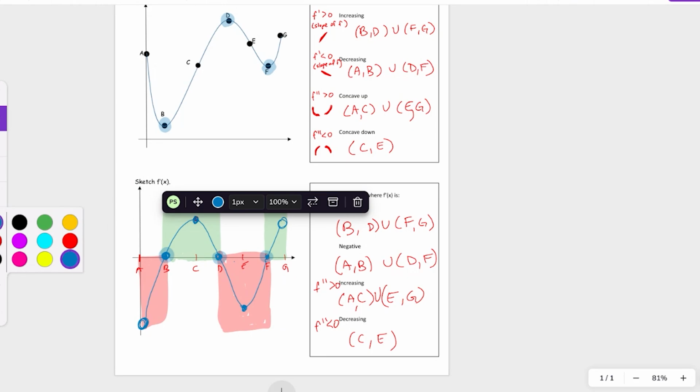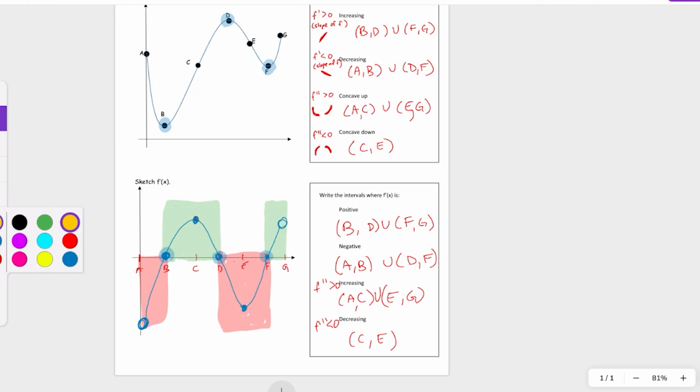We have points of inflection on f at c and e. When you have a point of inflection on f, what should we expect to see on f prime? Yeah, the relative extrema.